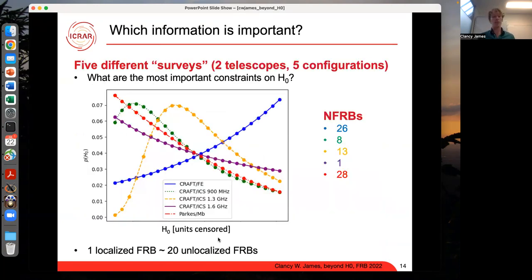You can also ask, well, there's a lot of information going into this. Which bit of information is most important? If you look at effectively the 5 different configurations of these 2 different telescopes, you see that the 2 configurations of 900 megahertz and 1.3 gigahertz with ASKAP, which have the most localized FRBs in them, have the best constraints on H0. However, there's one high frequency observation with a single localized FRB that contains almost enough information on H0, sorry, units censored to not spoil Esan's talk, as the more than 20 FRBs observed with Parkes or CRAFT, which are unlocalized. So here, one localized FRB is worth at least 20 unlocalized FRBs.